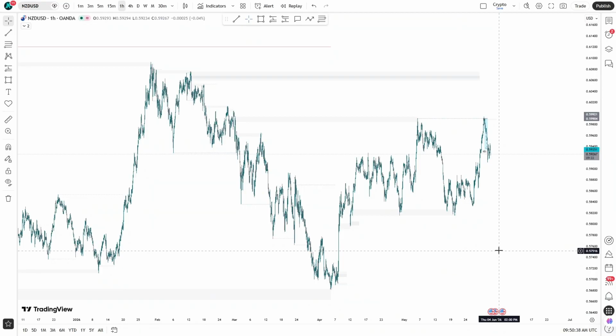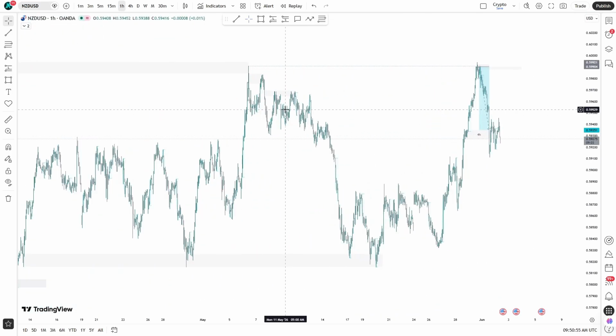Today we're going to do a case study on New Zealand USD. That's NZDUSD. So this is the 1 hour time frame. I've looked at the chart. We are bullish on the internal structure. So our main focus is this area.